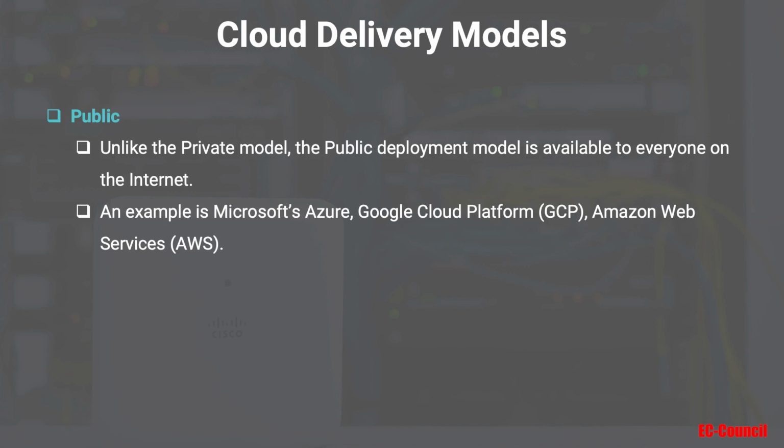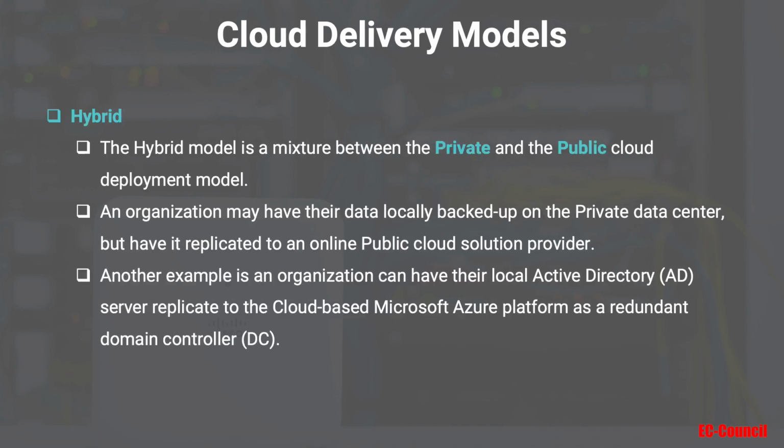Another delivery model is public. Unlike the private model, the public deployment model is available to everyone on the internet. An example of this type of delivery model is the Microsoft Azure platform, the Google Cloud Compute platform, and even Amazon AWS solutions. There's a hybrid model.